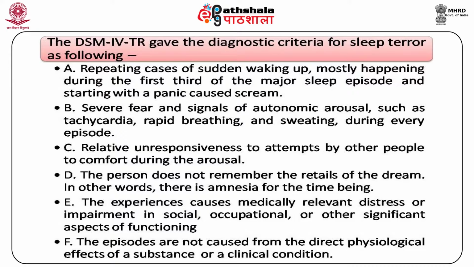B. Intense fear and signs of autonomic arousal such as tachycardia, rapid breathing, and sweating during each episode. C. Relative unresponsiveness to efforts of others to comfort the person during the episode. D. No detailed dream is recalled and there is amnesia for the episode. E. The episodes cause clinically significant distress or impairment in social, occupational, or other important functioning. F. The disturbance is not due to the direct physiological effects of a substance or a general medical condition.